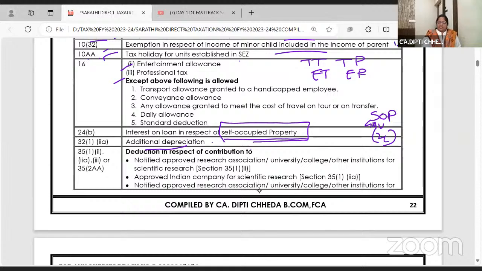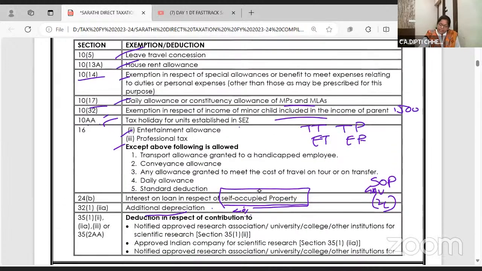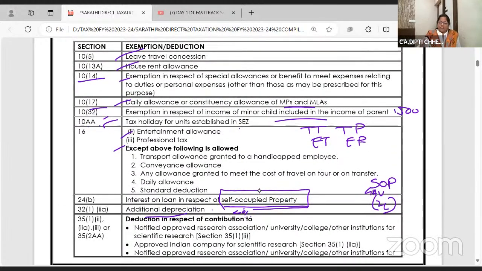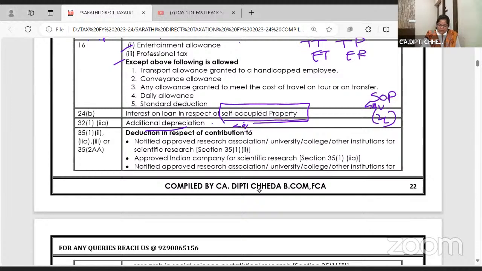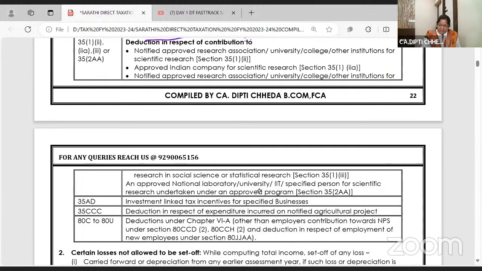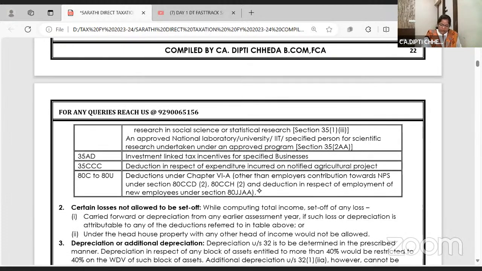Additional depreciation, 20%. If you are a manufacturer on the plant and machinery and all, wo nahi milega. Normal depreciation is allowed, additional depreciation is not allowed. Yes, you have to repeatedly watch this so that you learn it. Scientific research, in-house, outside, all deduction is not allowed. 35(1)(ii) specified businesses, revenue and capital expenditure is allowed, that will not be allowed.